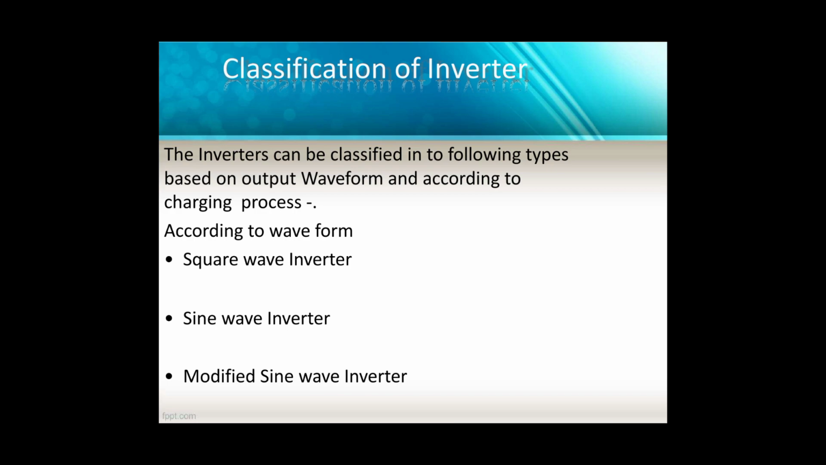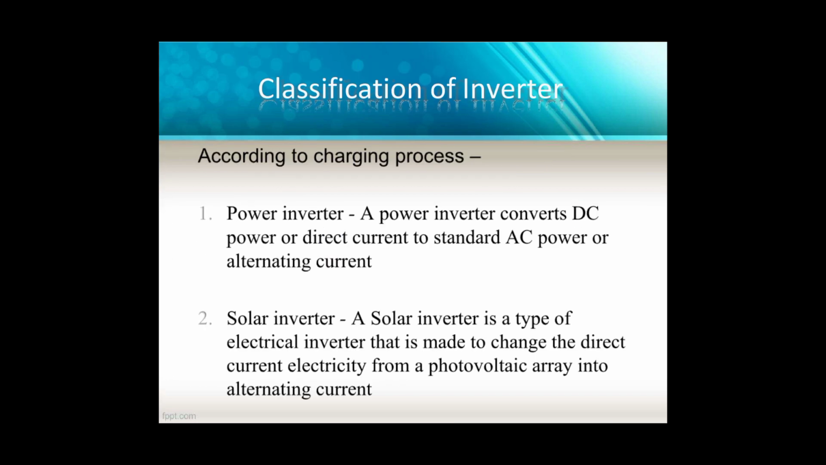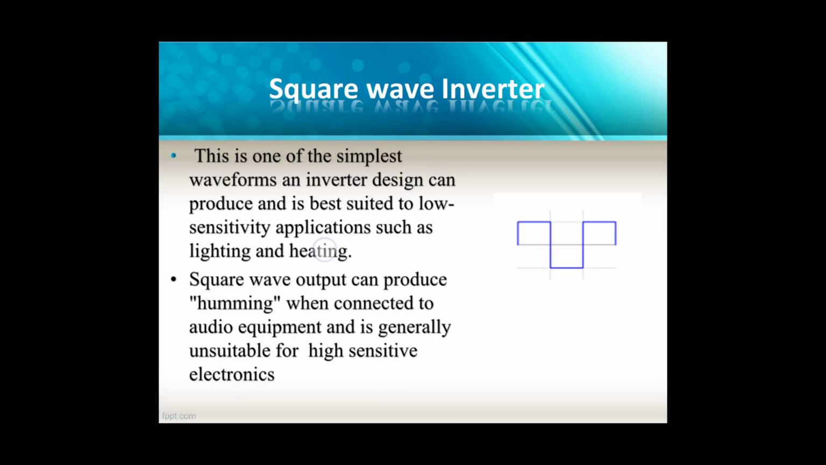Classification of inverters. According to output waveform, it can be classified into three types: square wave inverter, sine wave inverter, and modified sine wave inverter. And according to charging process, it can be classified into two types: power inverter, which converts DC power to AC power, and solar inverter, which converts direct current from photovoltaic cells into alternating current.